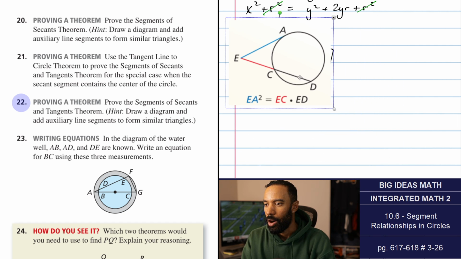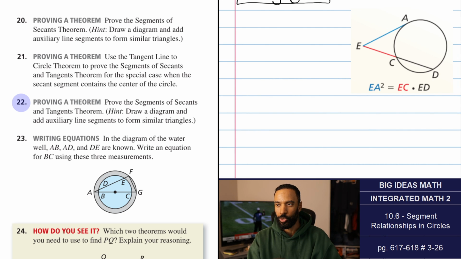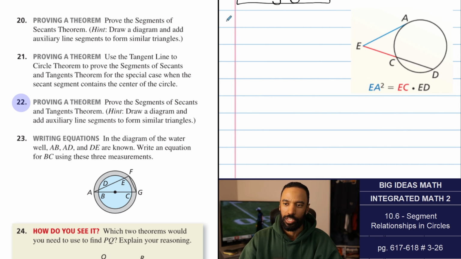There we go. All right, we want to prove this one using a 2-column proof, similar triangles like last time. I wonder how much I can use from the previous stuff. I don't know if I can really use anything. But number 22, prove.